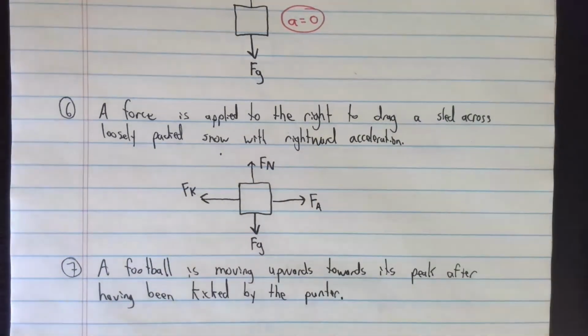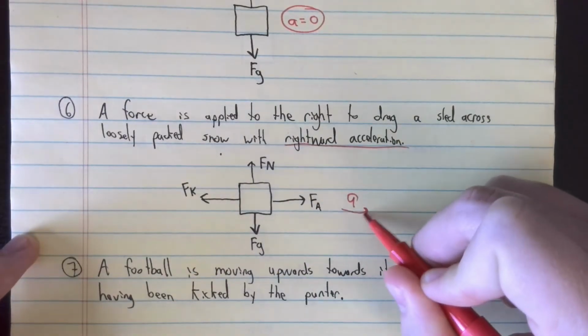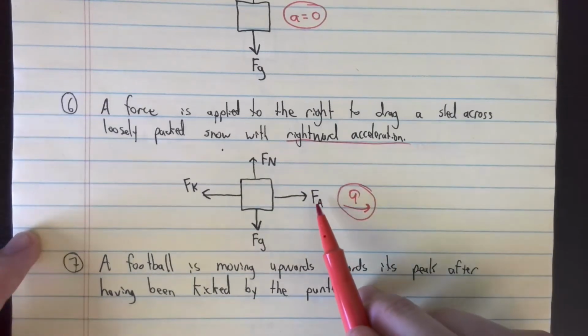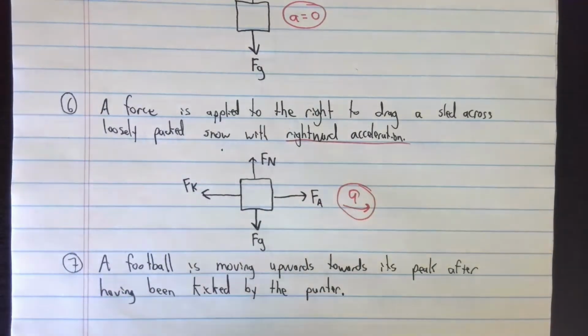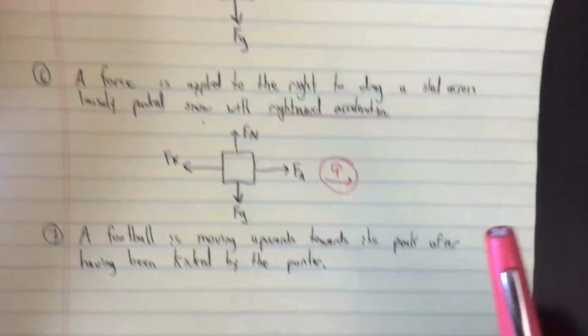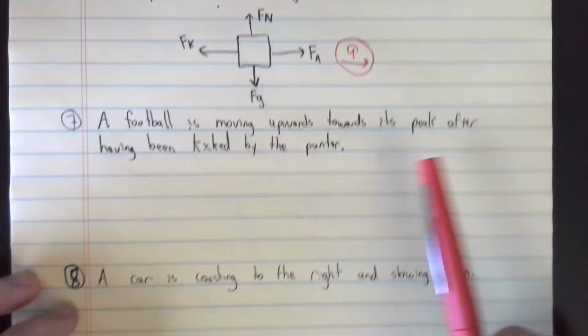So, yep, let's look at our acceleration. It's a rightward acceleration. Since we're accelerating right, that must mean that the applied force is larger than Fk. So this sled is going to speed up. That's the meaning of acceleration in this case. This is a trick question for sure.